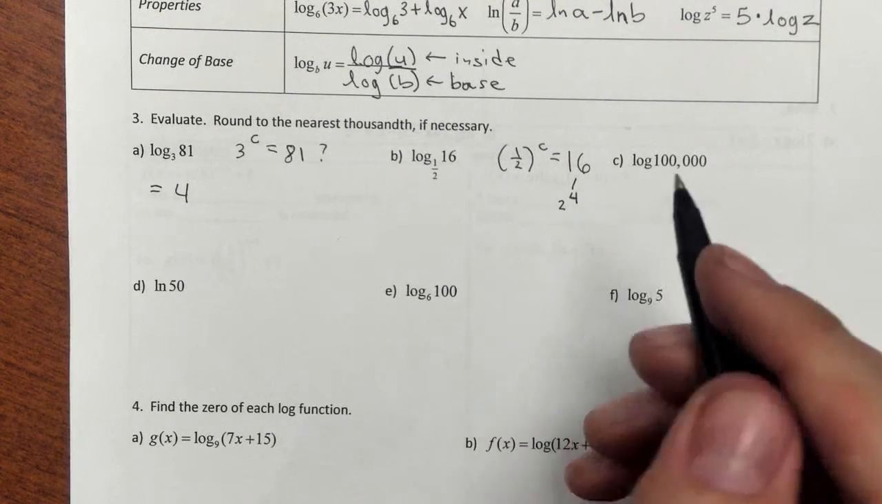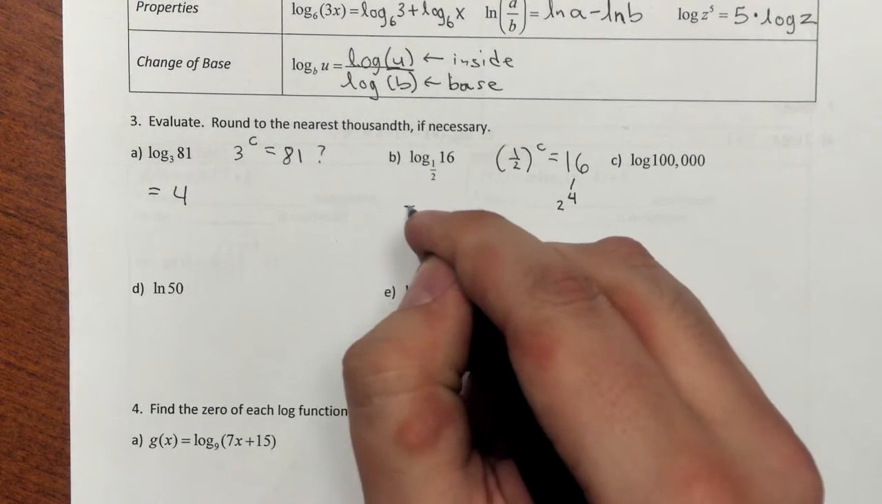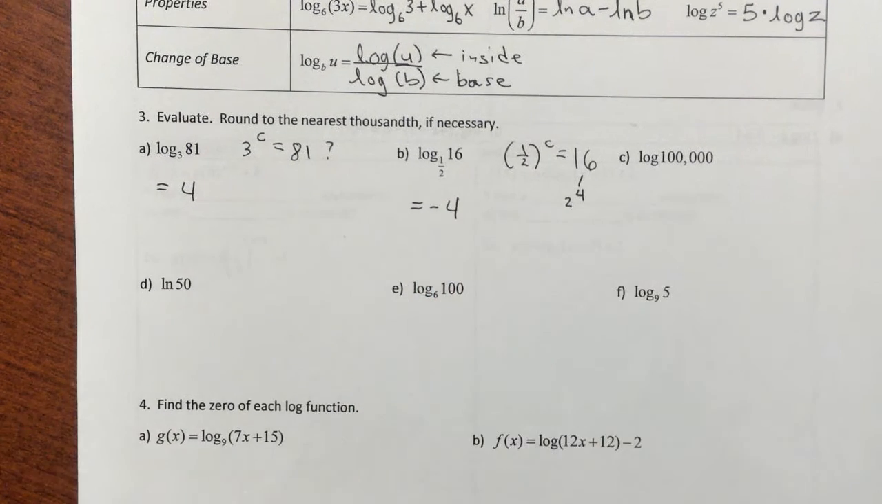So this is actually 1/2 to the negative fourth is what would give me 16. So this is negative 4. And again, you can check with a calculator and it will confirm that.